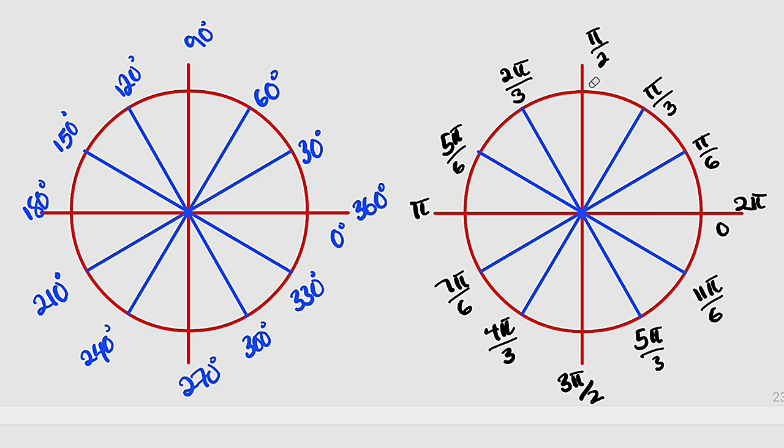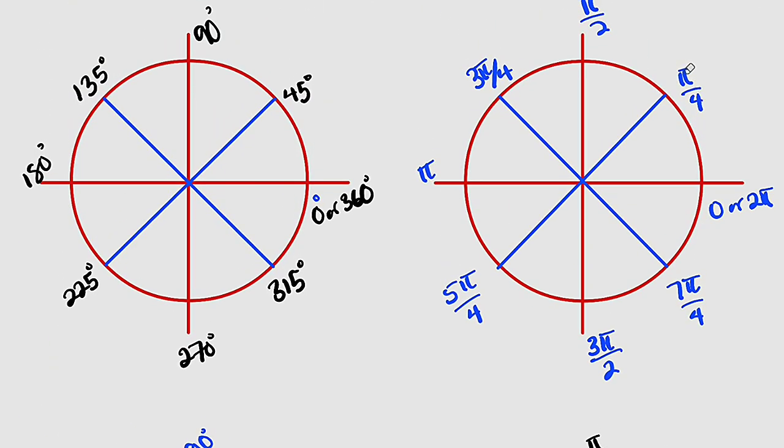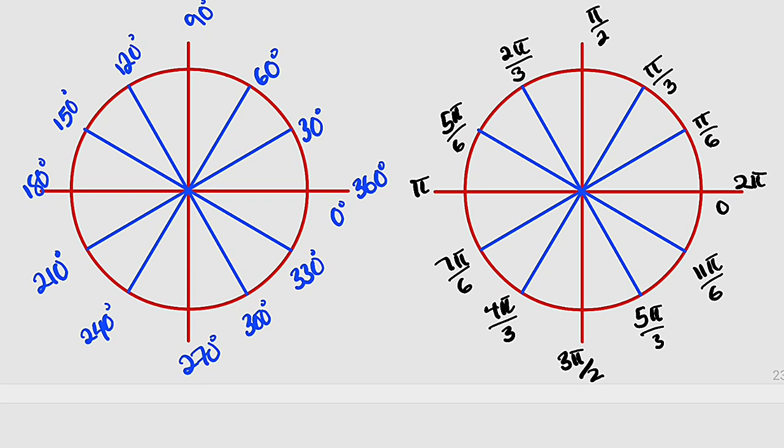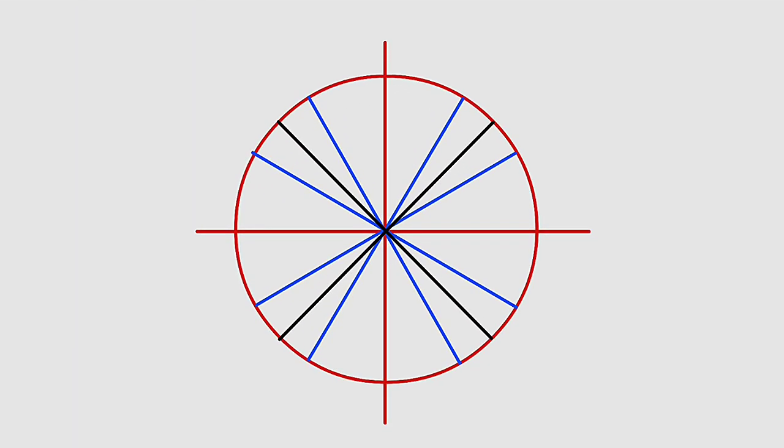So you can see that these are 12. We need 4 to make them 16. And those 4 are these. You can see them: pi divided by 4, 3 pi divided by 4, 5 pi divided by 4, and 7 pi divided by 4, which is 45 degrees, because you can see it is only 45 degrees that is missing here. So if you come here, you can add all of them at once.